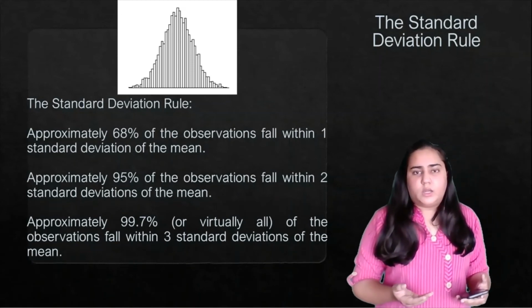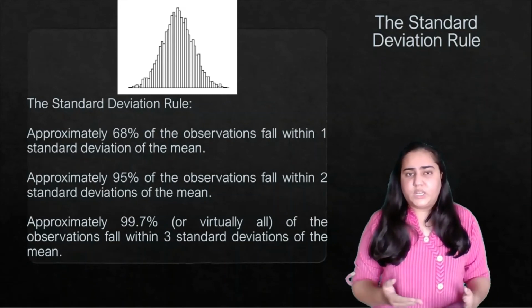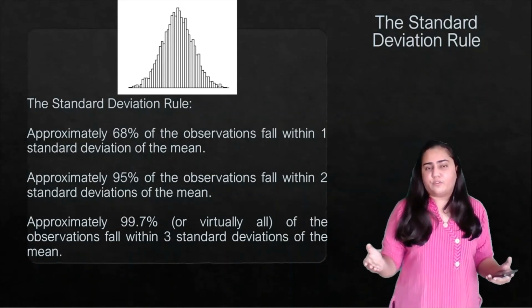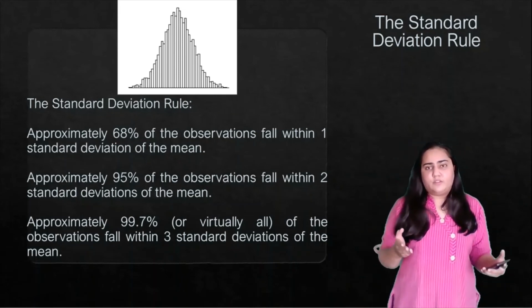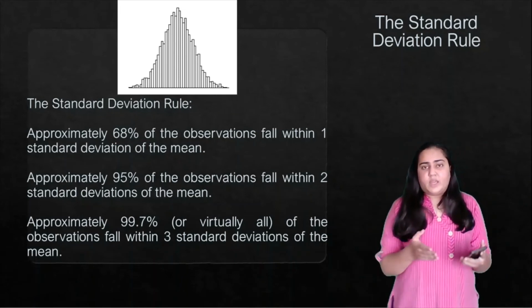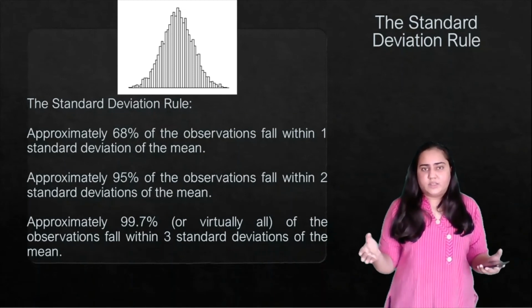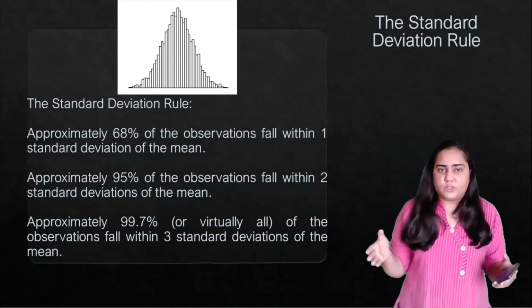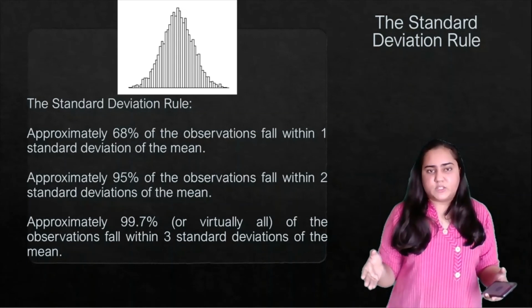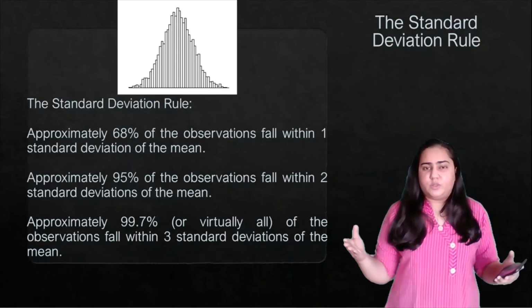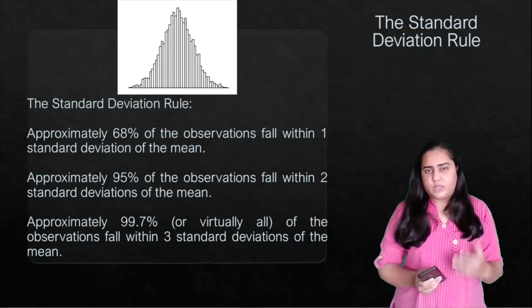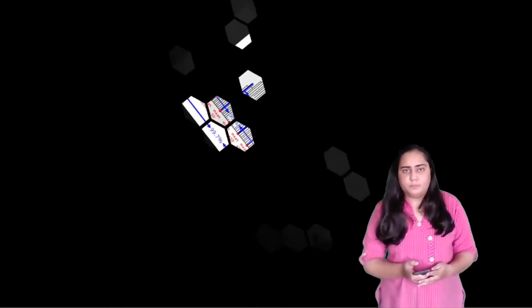95% of the observations will fall within two standard deviations of the mean. So this time you subtract 4 from 9 twice, and also add 4 to 9 twice. The range that you get is 95% of your data. And then the 99.7% of data will fall within 3 standard deviations of the mean value.